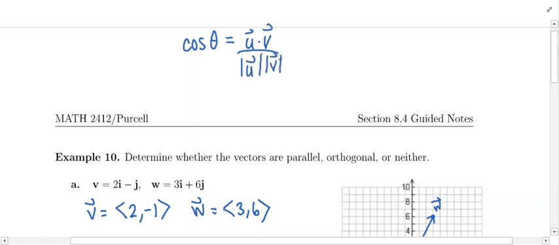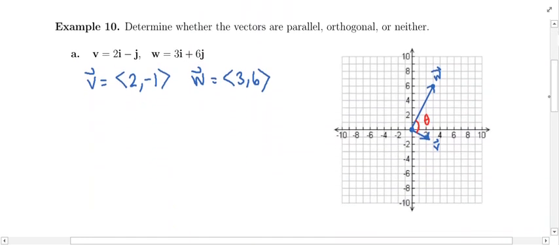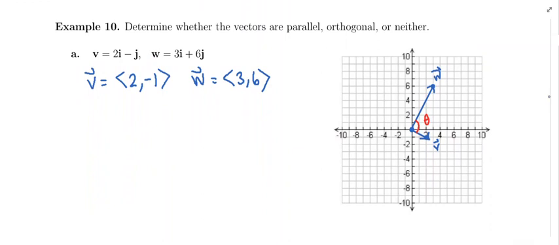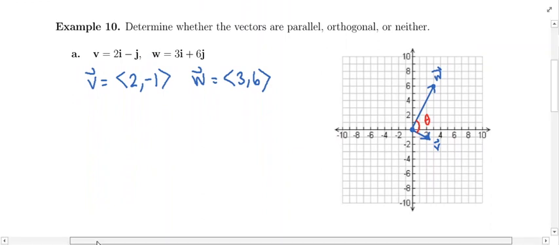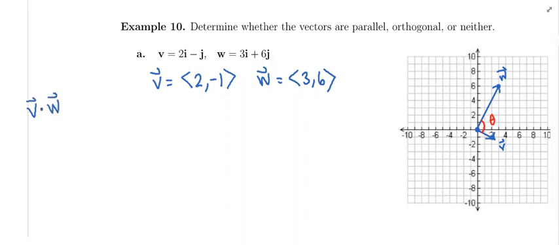For this particular example in part A, we've got to figure out the dot product. We've got to do V dot W. We need the magnitude of vector V, and we need the magnitude of vector W. So let's do all of this and then we can plug everything in. I'm going to start with the dot product, V dot W.